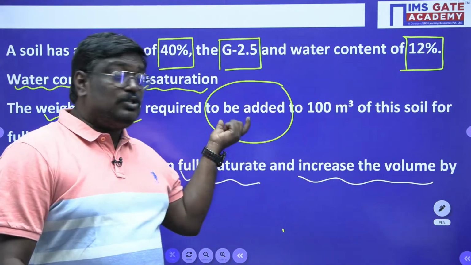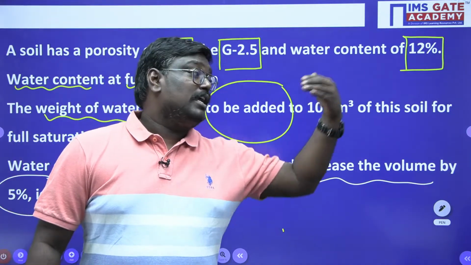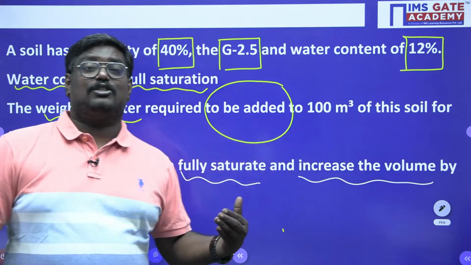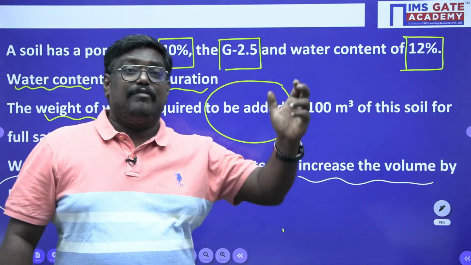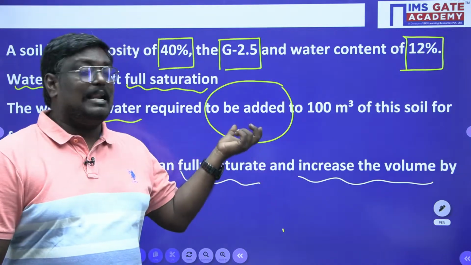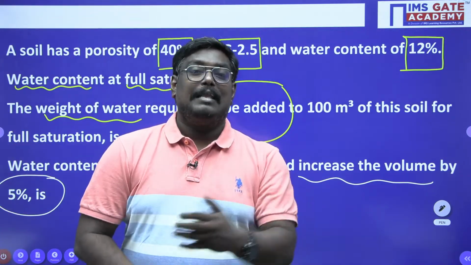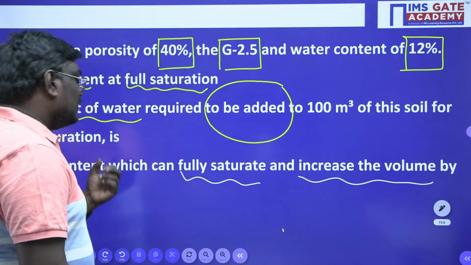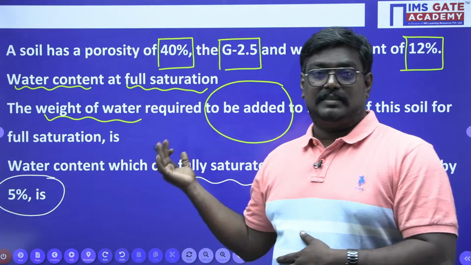As he has used the word added, you take the difference in water contents in the fully saturated state and the natural state, because initially it will have some water content. When you find the difference in water content, how much extra water can be added will be calculated, and weight of solids is calculated using gamma D into volume. And the last one they have asked is, what is the water content if the volume is increased.